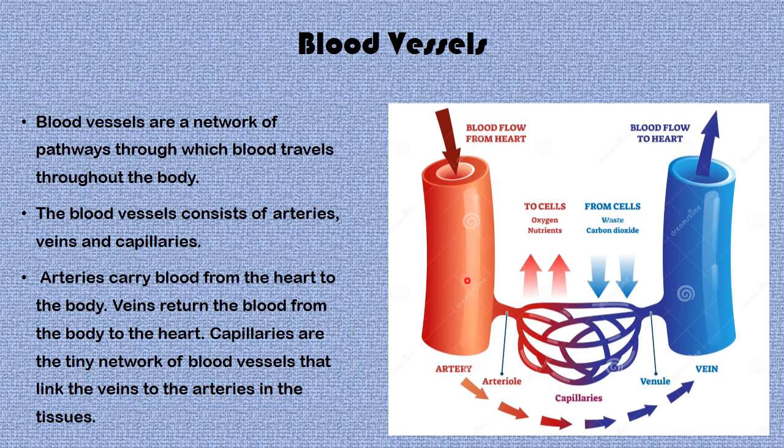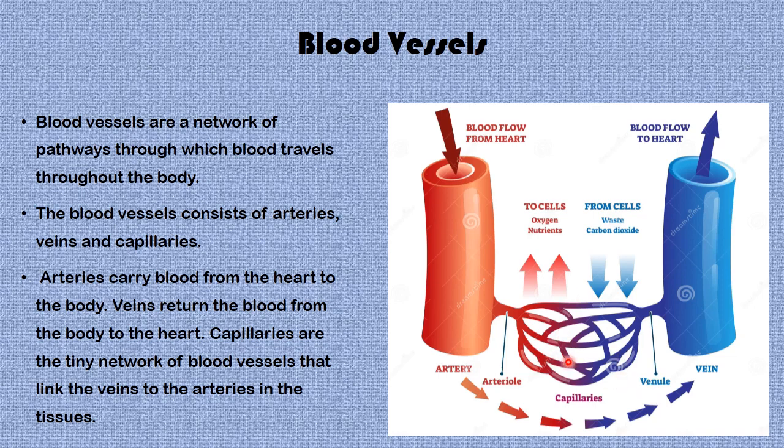So this is the artery right here. You see, it carries blood from the heart to the various parts of the body that need it. So here we have the vein that takes deoxygenated blood from the parts of the body back to the heart, while the artery here carries oxygenated blood from the heart to the various parts of the body.